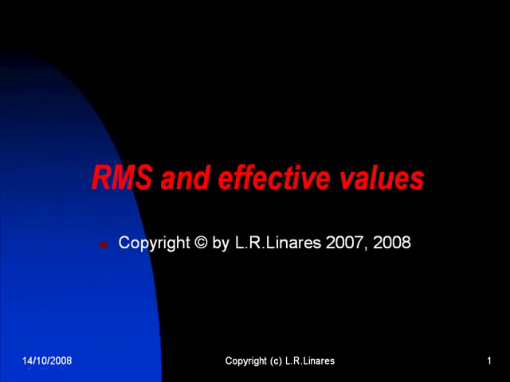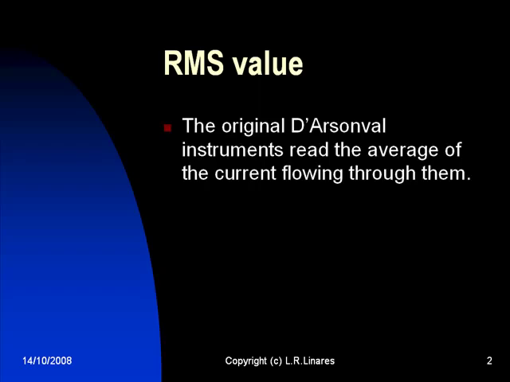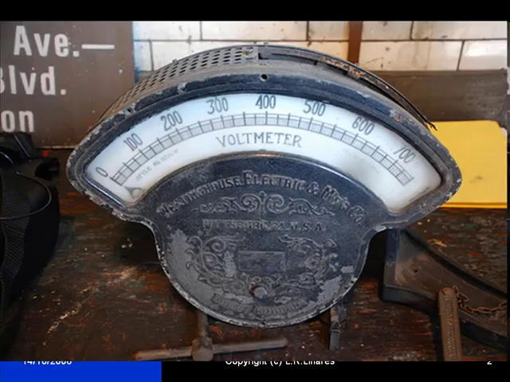RMS and effective values. Let's review that carefully. Originally, power systems were DC systems, of course, and the instruments used to measure currents were D'Arsonval instruments, instruments that mechanically determined the average of the currents going through them, and they were perfect to measure DC currents. They were finding the mean or average of currents through them, perfect for DC.